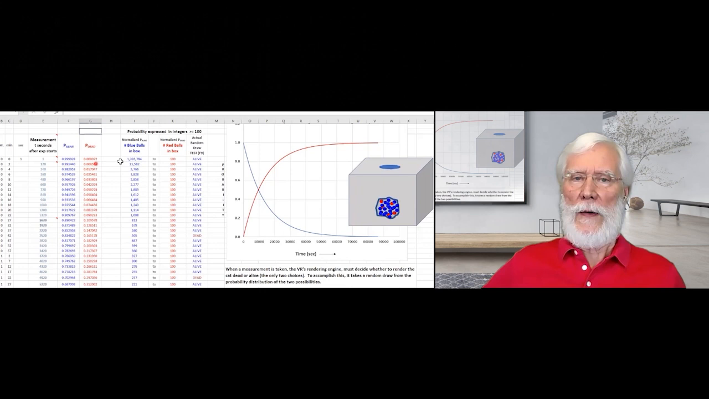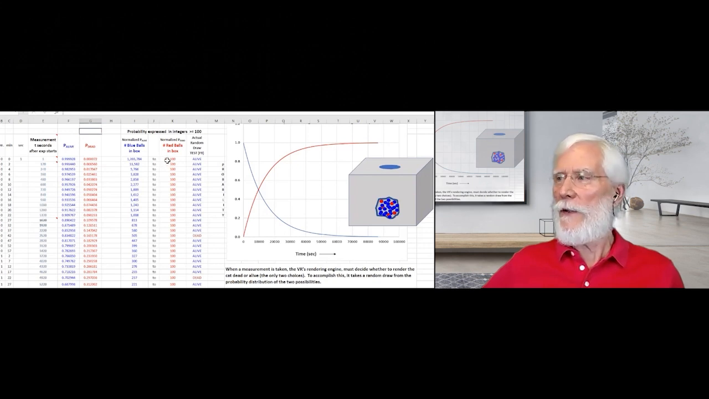Okay. Now, here, I've converted this ratio. That's a probability alive and dead, and probabilities are just ratios. So I've converted it to probability expressed in integers that are greater than 100. It's exactly the same ratio. So the ratio of 0.999928 to 0.000072 is exactly the same as the ratio of 1,395,784 to 100. You'll just have to trust me on that, or get out your little trusty calculator and see how that works. But these two are in the same ratio as these two.